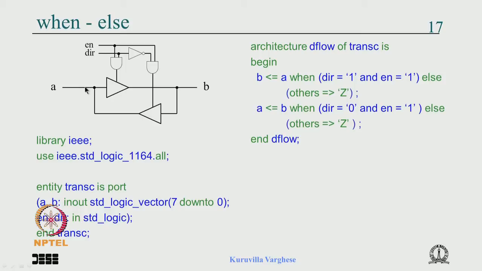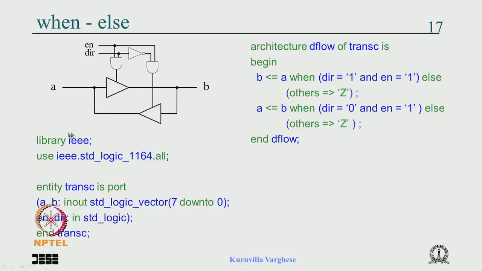So naturally A goes to B, and when the opposite is the case, when direction is 0, this is cut off because this gets 0 and the enable is 1, then this is enabled. So this part is cut off and B, assume that somebody is driving B, some output is driving this, and B goes to A. So mind you, this is bidirectional, you can drive it and somebody else from outside can also drive it. So the mode of B is inout, mode of A is inout, because in principle when this is cut off, somebody can drive it and so on.